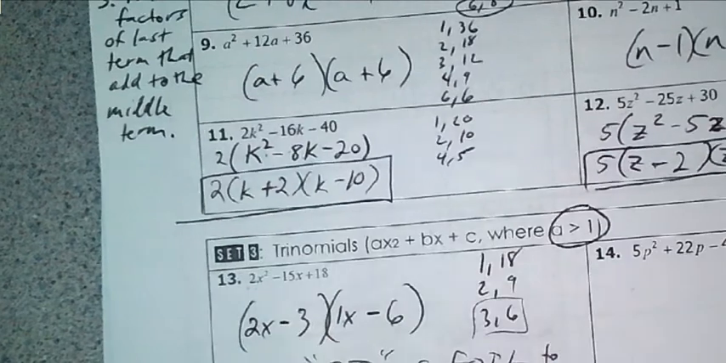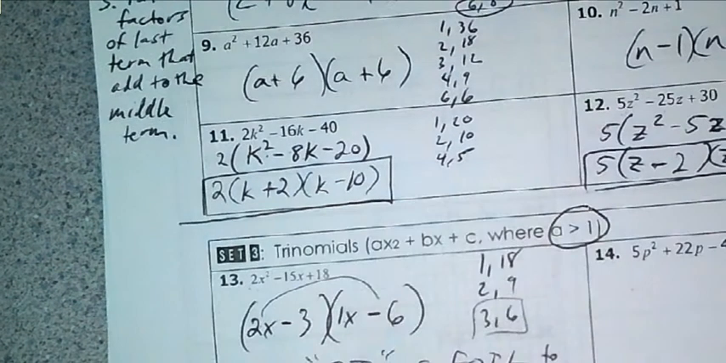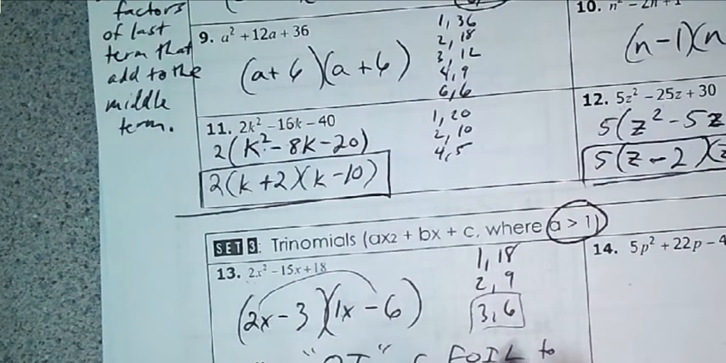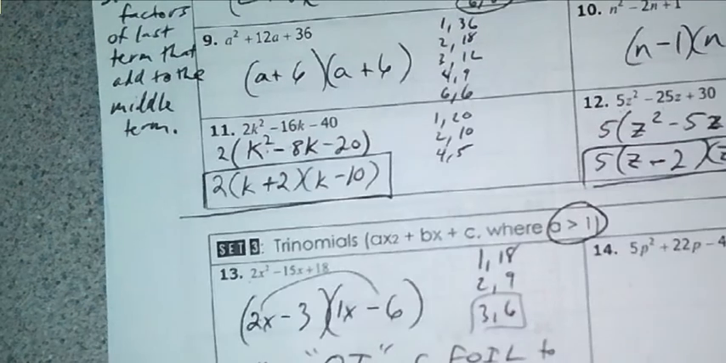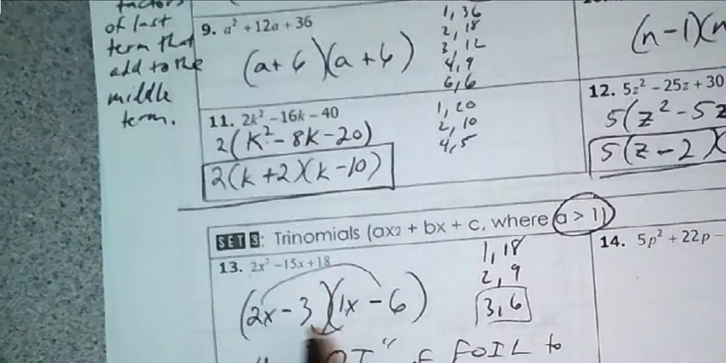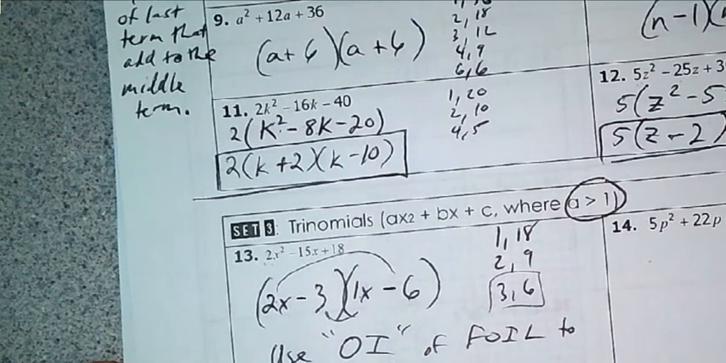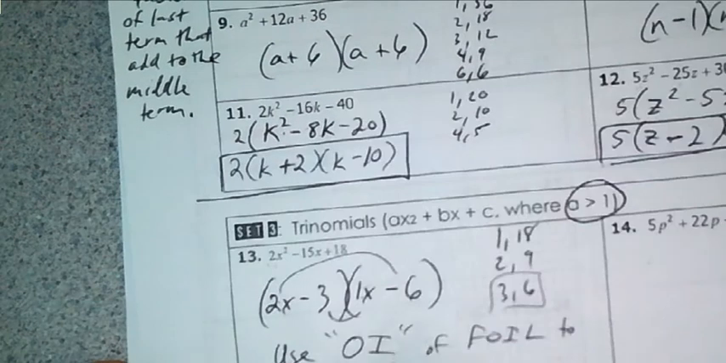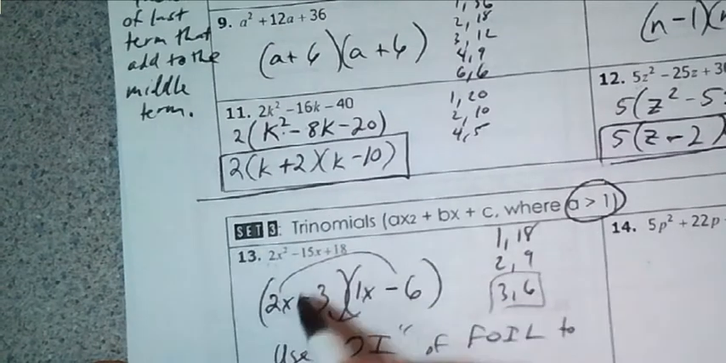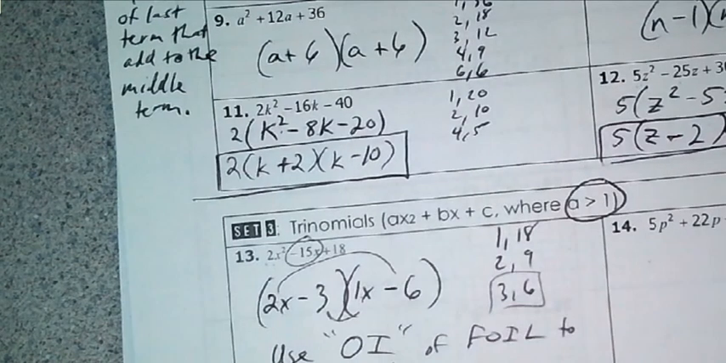So I'm going to multiply the outside terms. 2x times negative 6, that's negative 12x. And then the inside terms. Negative 3 times 1x is negative 3x. And I combine those. And that gives me negative 15x. If that number is what is in the middle, you know that you did it correctly. So we did this correctly.